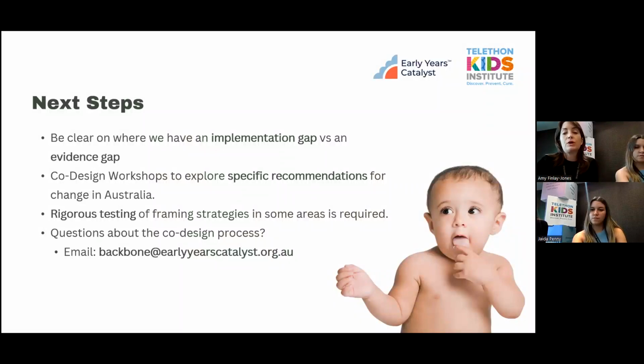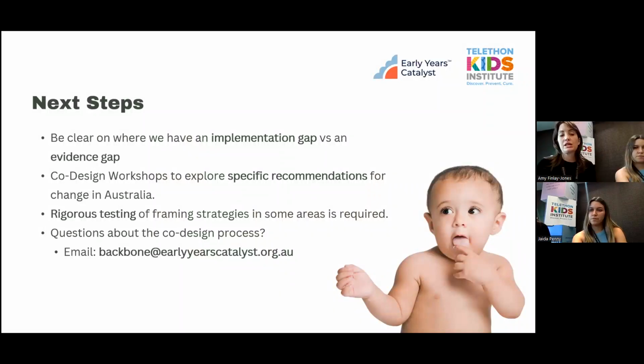So just returning to the beginning and where we started with some of the excellent work that has been done in Australia already, as we move forward, we do need to be really clear on where we have an implementation gap versus an evidence gap. There is some excellent research that has been done in Australia that very much speaks to important mental models about child development and about parenting, where the evidence is very clear on what we need to do. And all we need to do is work out how we implement that evidence.